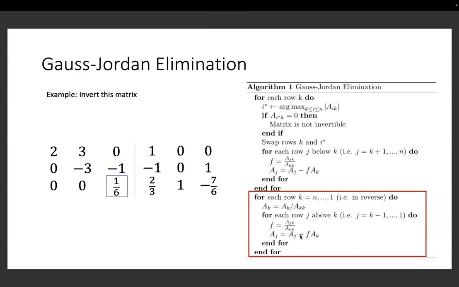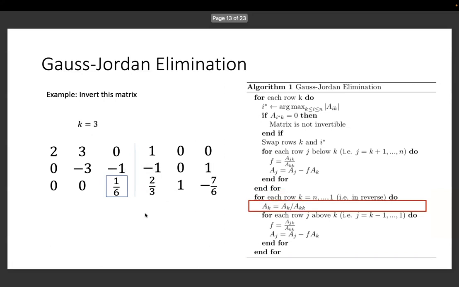So in this for loop, we want to make sure that we change the diagonal elements to 1, and also make sure that the elements above the diagonal become 0. Similar to the first for loop that we had, but in a different direction, because in the first loop the direction was from k equal to 1 to n, and then in the second for loop we have k equal to n down to 1.